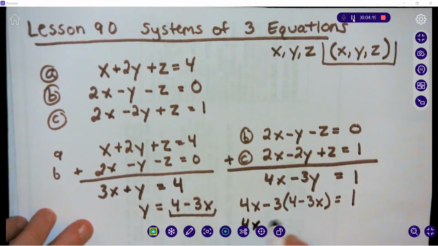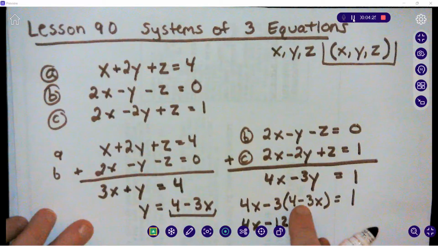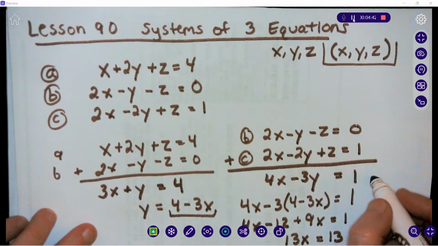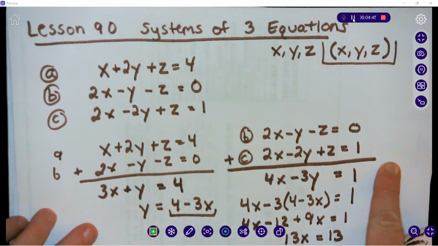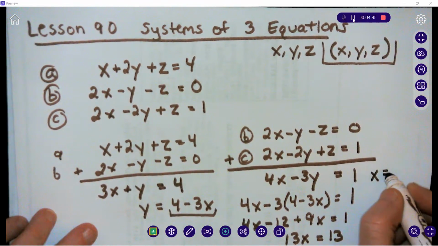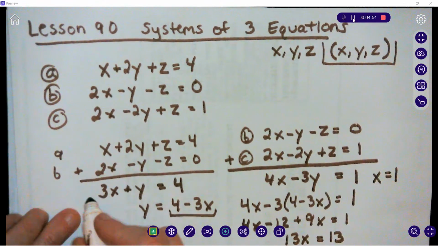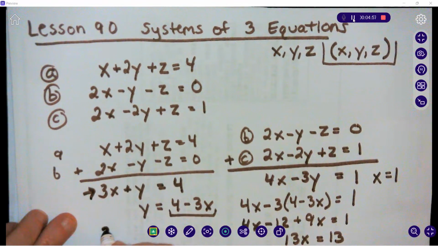So let's finish this up. We have 4x, a negative 3 times 4 is negative 12. And negative 3 times negative 3x is a positive 9x equals 1. So combining like terms, 13x equals 13, because we're going to add 12 to both sides. Dividing each side by 13, we get x equals 1. So once you find out that x equals 1, we can put it in, let's say, this equation right here. 3 times 1 plus y equals 4.